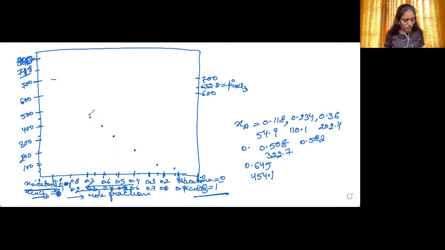Then next is 0.721. For 0.721, approximately here, the vapor pressure is 521.1, here.